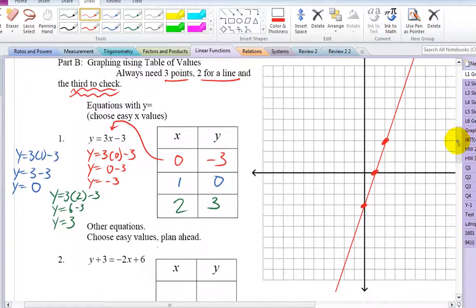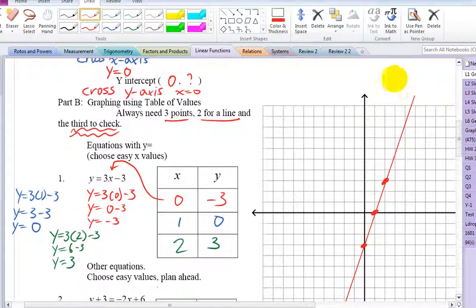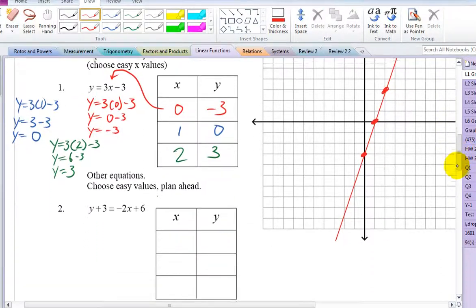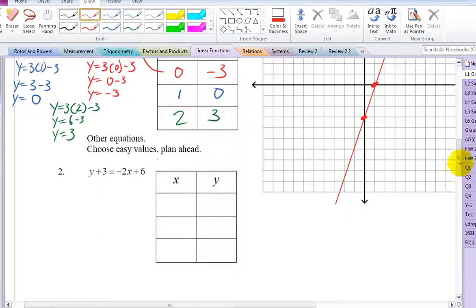Okay, so make your line, please, and you should always label it. Y equals 3x minus 3. Just write the equation on there. Or you can also write the number 1 because it's question number 1. Or you can write A if it's labeled with an A. Okay? Any questions? All right. So I want you to practice this now. Go ahead and practice this with question number 2. Go.